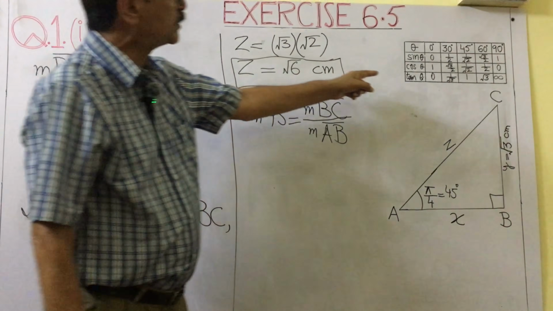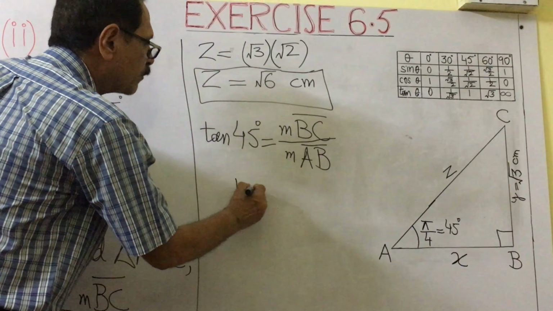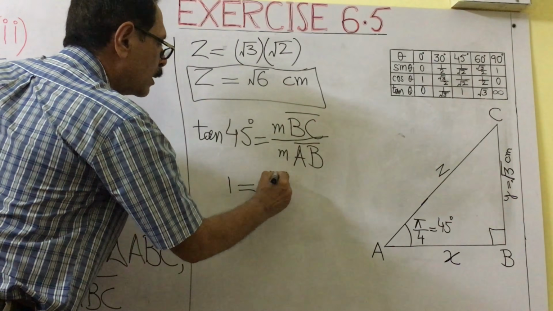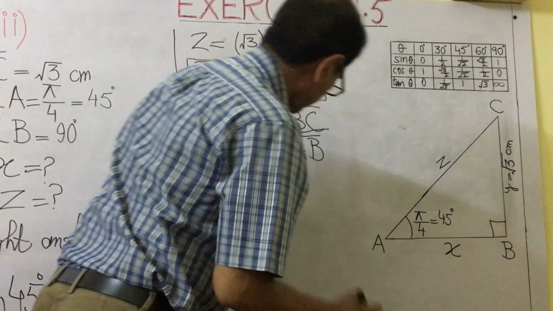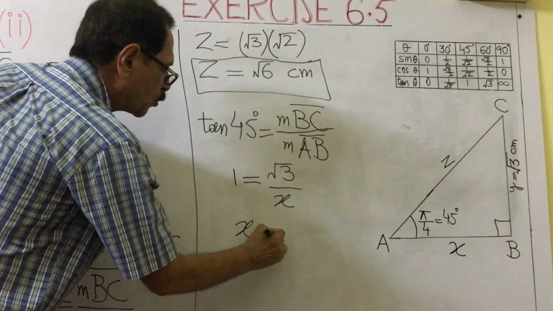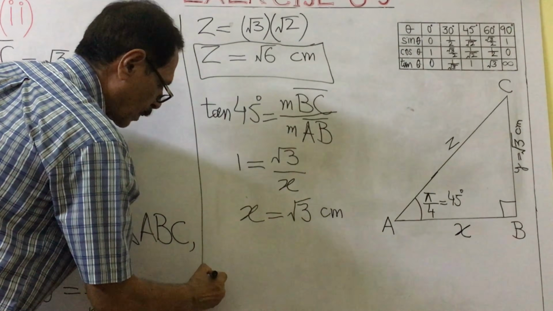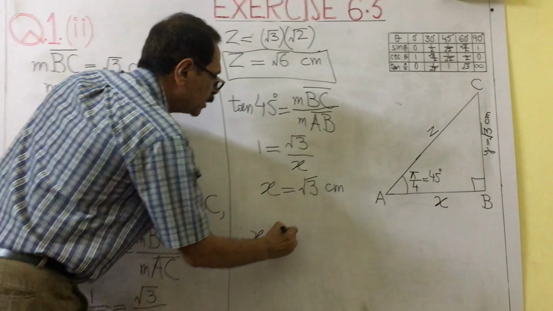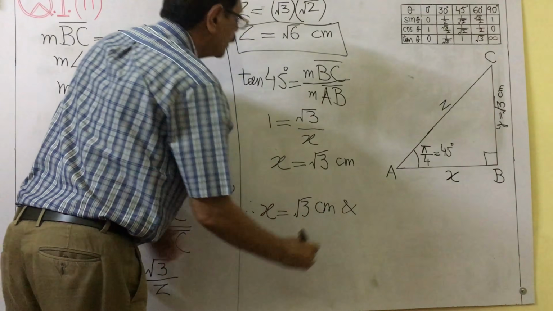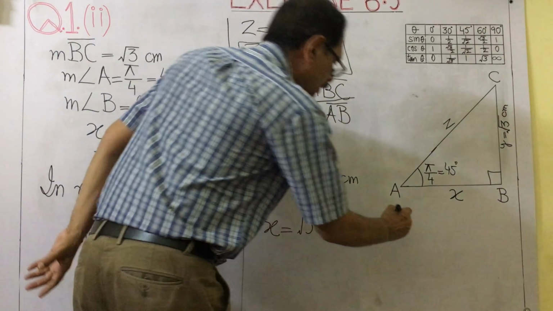Tangent of 45 degrees, value is 1. So putting the value, tangent of 45 is 1, BC is square root of 3, AB is x. By cross multiplying, x is equal to square root of 3 centimeters. Therefore, x is equal to square root of 3 centimeters and z is equal to square root of 6 centimeters.